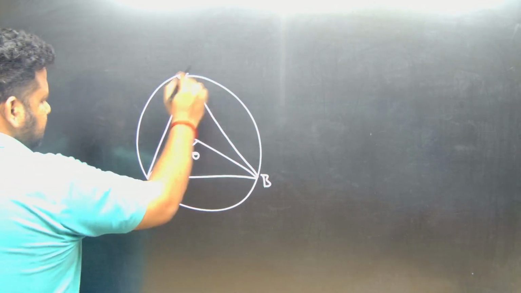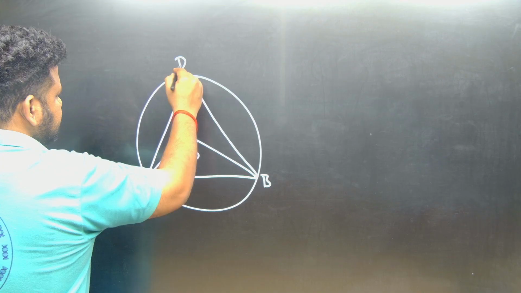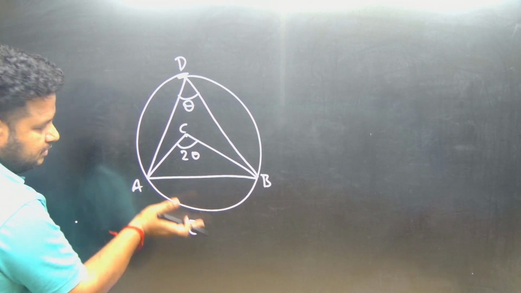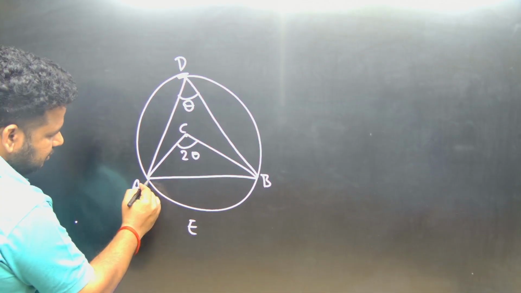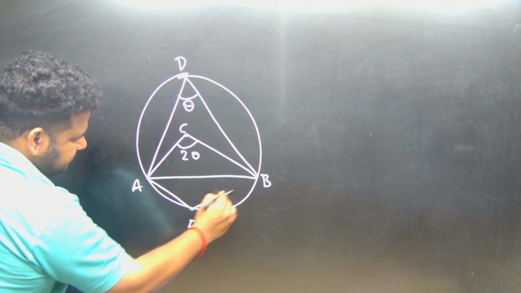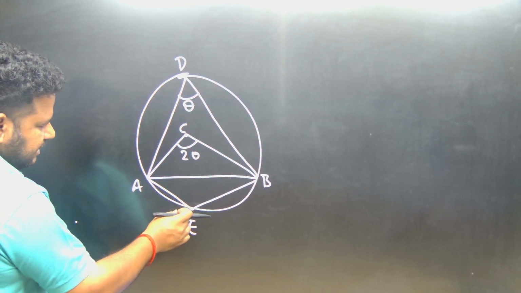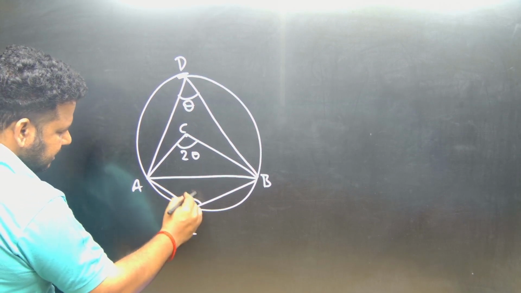Let this be C, and let this be D. Suppose there is a point E towards the other side of the chord, not towards the center. The ends of the chord make an angle with E, let this be angle alpha.